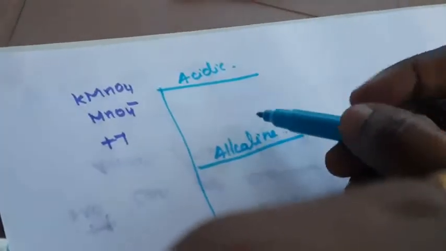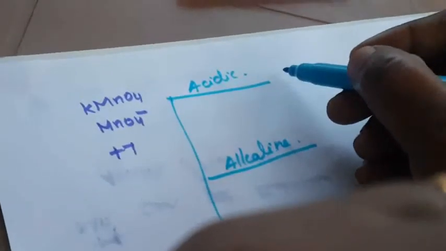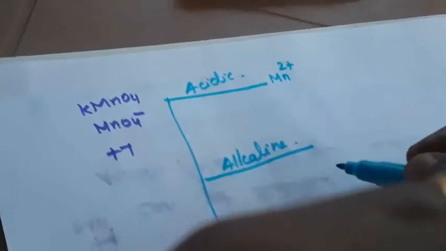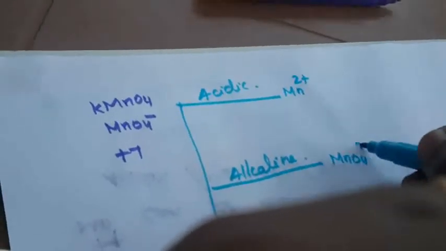In acidic medium, it will be reduced to Mn2+. In alkaline medium, it becomes MnO4 2 minus. In neutral medium, it is converted into MnO2. What is the oxidation state here? That is +2. For MnO4 2 minus, x minus 8 equals minus 2, so that is the +6 oxidation state. For MnO2, x minus 4 equals 0, so that is the +4 oxidation state.